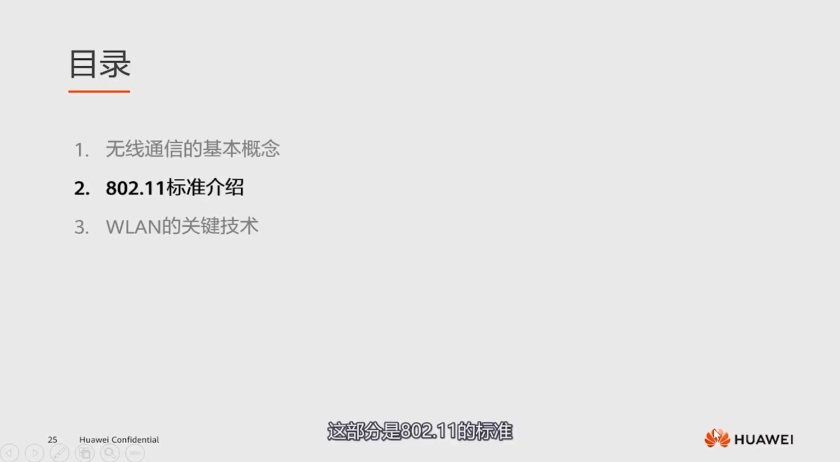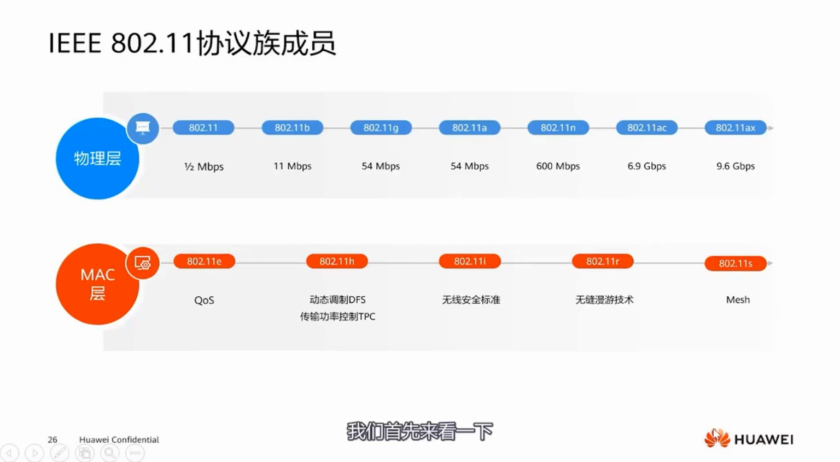Hello everyone, this part covers the 802.11 standard. Let's first look at the different IEEE 802.11 protocol components in WLAN networks. The IEEE 802.11 Wireless LAN Working Group has developed specifications in two parts.